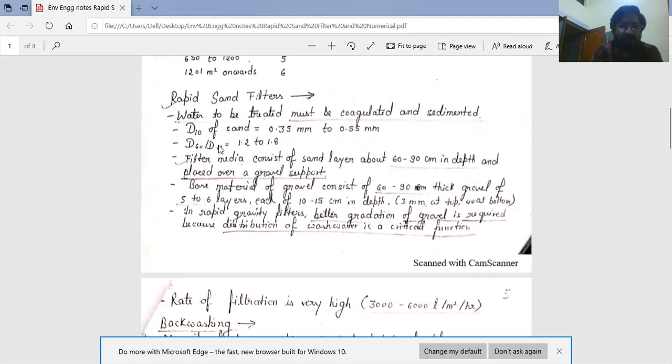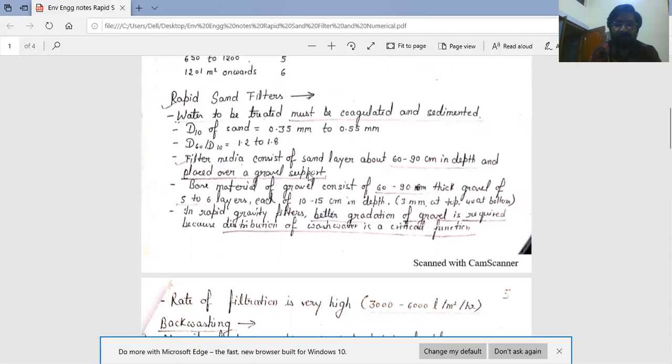In a rapid sand filter, D10 is the size of sand such that 10% is finer than this diameter. This size is 0.35 mm to 0.55 mm. This type of sand is used for the filter bed. Uniformity coefficient, D60 upon D10, is equal to 1.2 to 1.8.